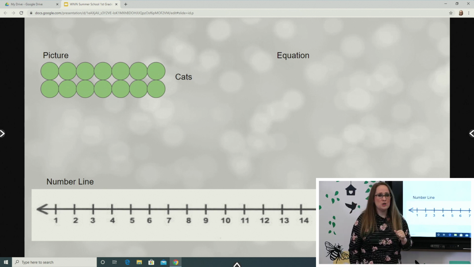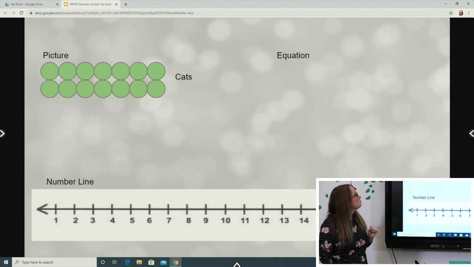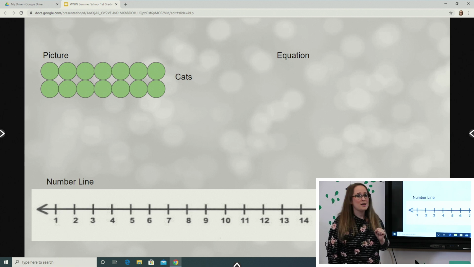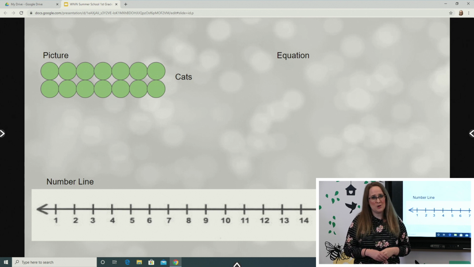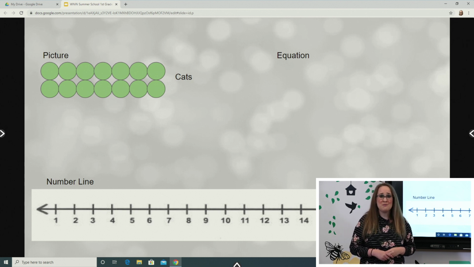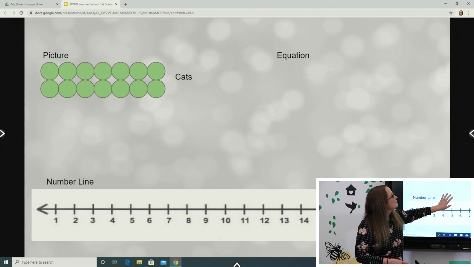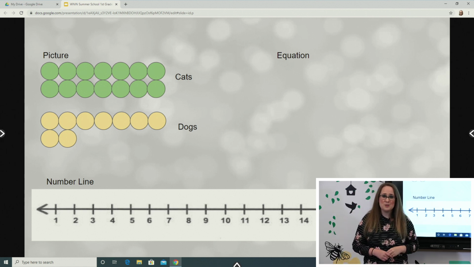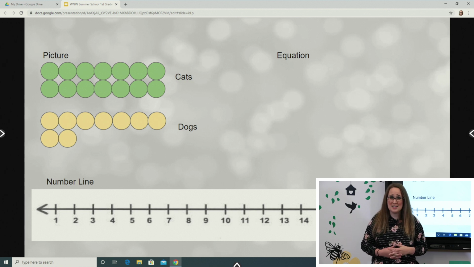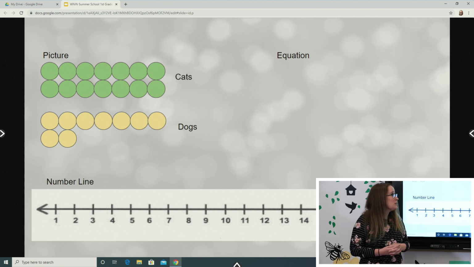Here we have a picture to represent our cats. There are 14 circles, so you can draw 14 circles on your paper. Again, we don't want to spend a lot of time trying to draw cats. We just want to be efficient and get the problem solved. The 9 yellow circles represent how many dogs were seen at the pet store.